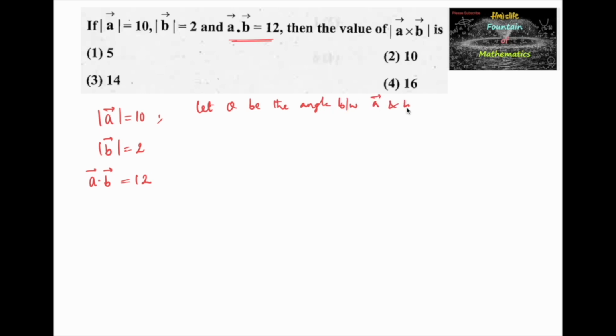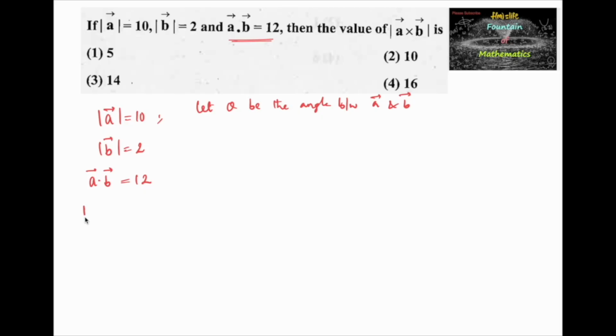Given modulus of vector A is equal to 10 and modulus of vector B is equal to 2, and the dot product of the two vectors is given as 12, sorry, and let us consider theta to be the angle between the two vectors A and B.